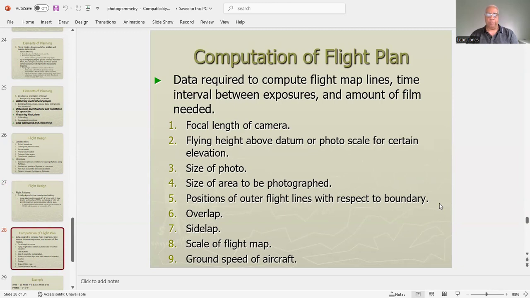Computation of flight plan. They are required to compute flight map lines, time interval between exposures, and the amount of film needed. Number 1, focal length of camera. Number 2, flying height above datum or photo scale for certain elevations. Then you need the size of photo, size of area to be photographed. Then you need positions of outer flight lines with respect to boundary, overlap, side lap, scale of flight map, and then the ground speed of aircraft.